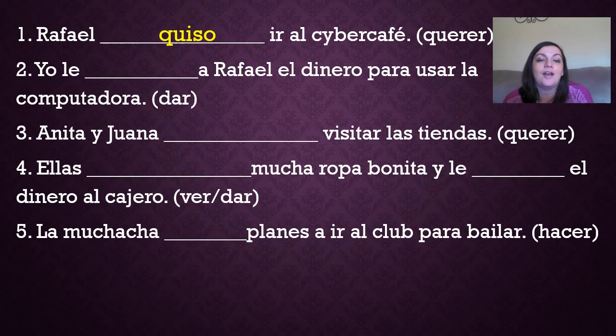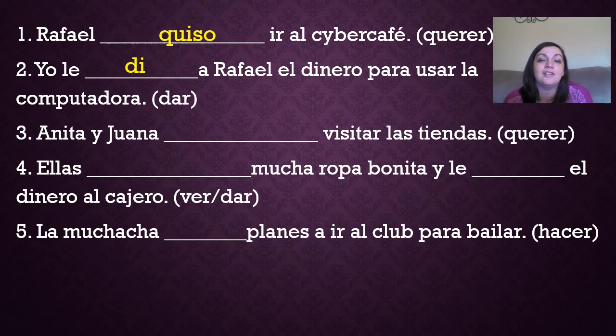All right, here we go. Number 2, you have yo and then dar. So you should have di because you're talking about I gave Rafael money in order to use the computer. And in a lot of other countries, you have these internet cafes, a lot of people don't necessarily have a computer at home. So you have to go to the cafe and you have to pay money per hour that you're gonna be using the internet. So that's where that sentence comes from.